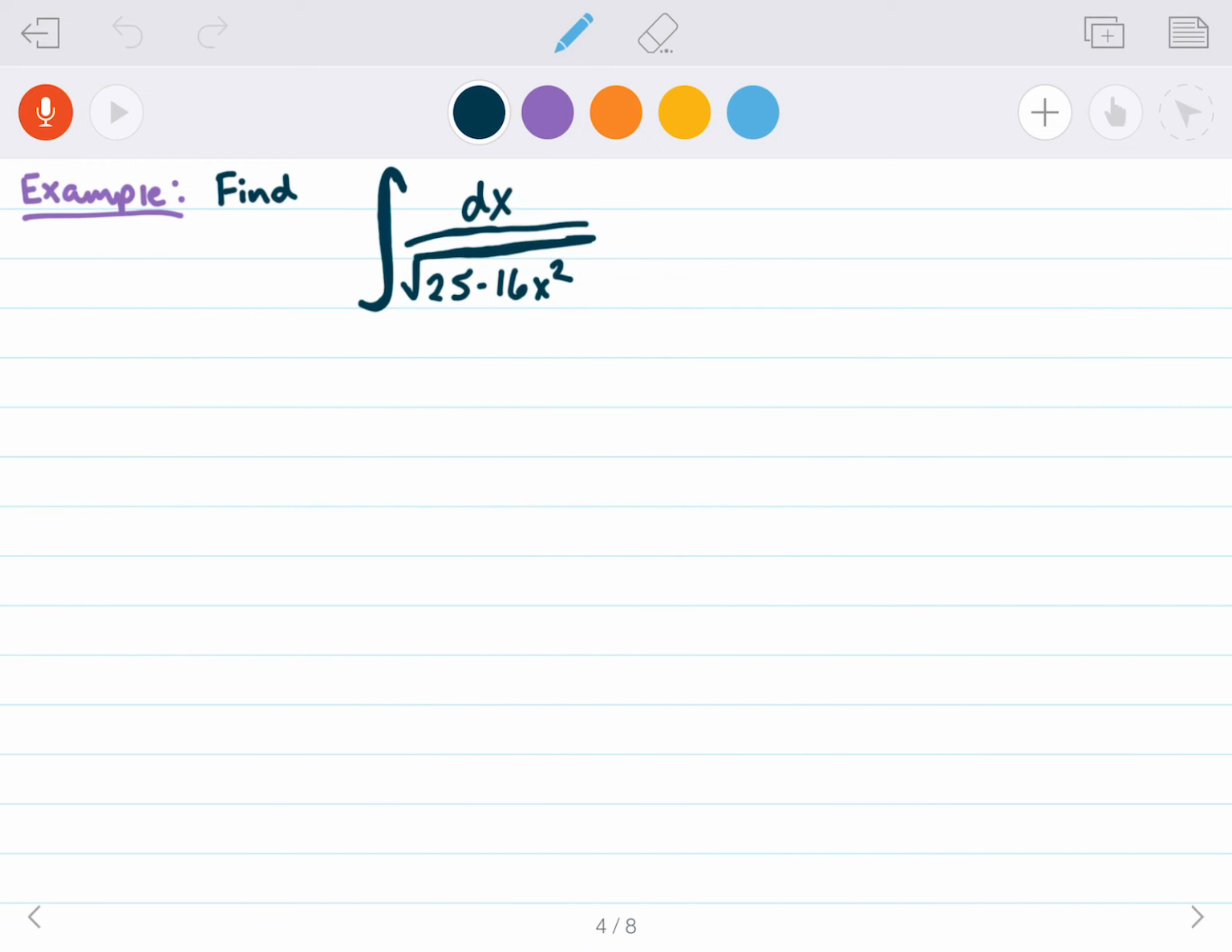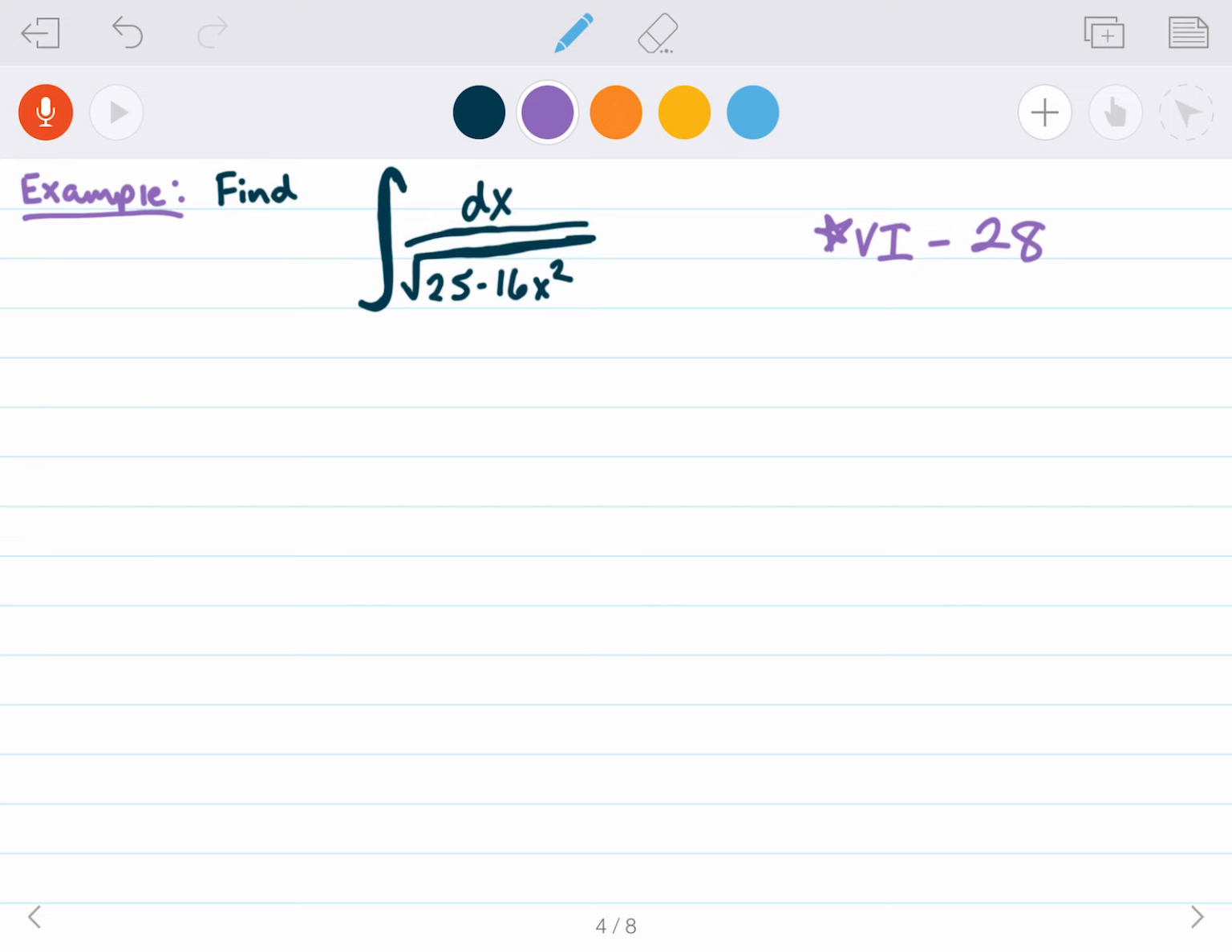So we want to integrate 1 over the square root of 25 minus 16x squared. Now I encourage you to pause the video, look at your table, and see which of these rules you're going to use. And it turns out that here we are going to use numeral 6, number 28. Now here's a question to ponder. Why not use 29?